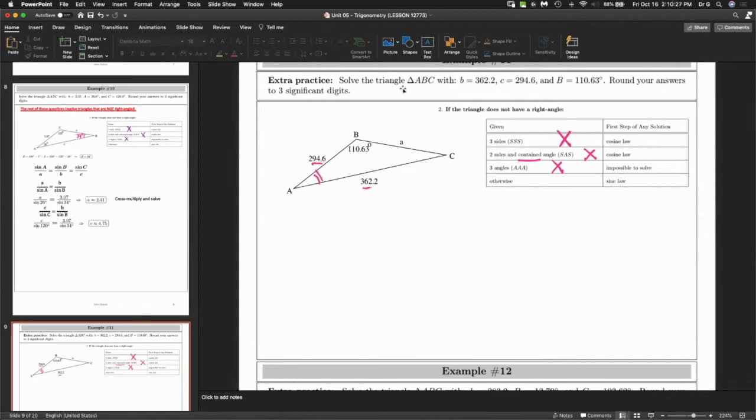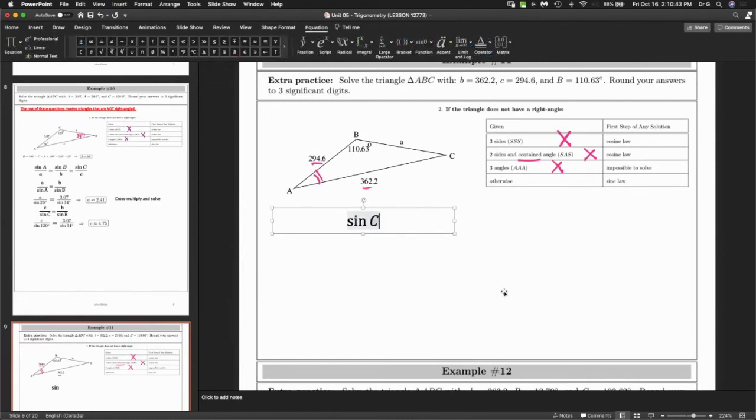What do you think? Yes, angle C. Angle C. Yes, Shazad, you can set that up as part of your solution for sure.